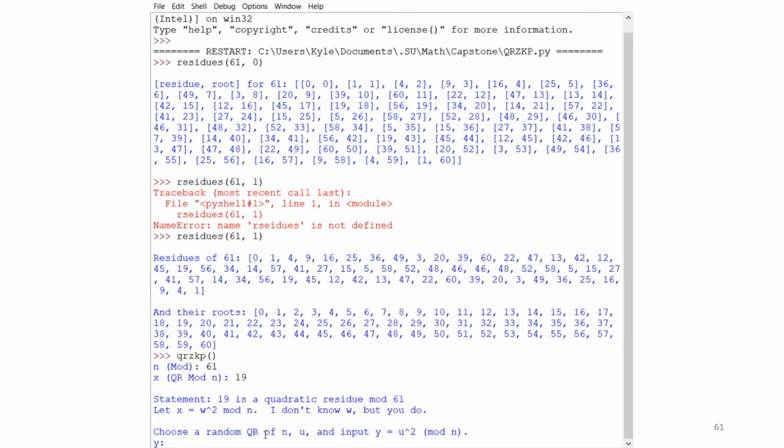And then we are asked to choose any random quadratic residue of n, call it U, and provide the program with the quadratic residue generated by that quadratic residue. So we take a quadratic residue like 45 and we square it and mod it.